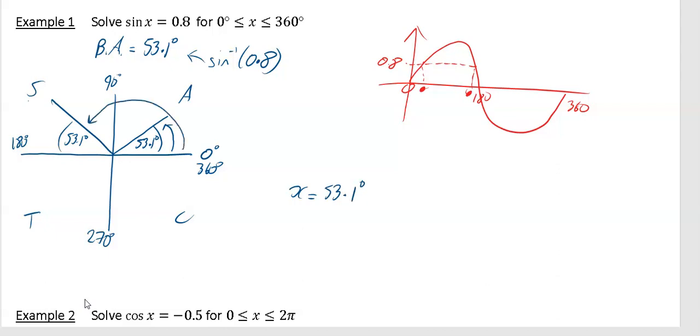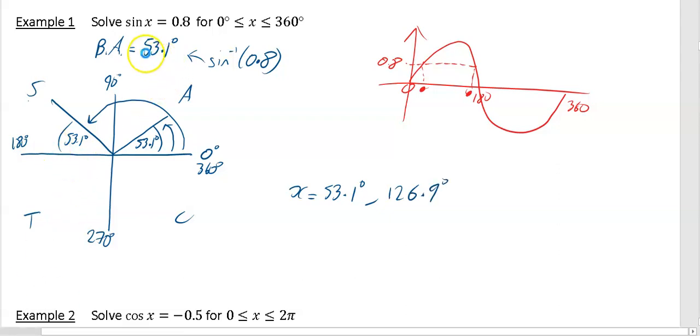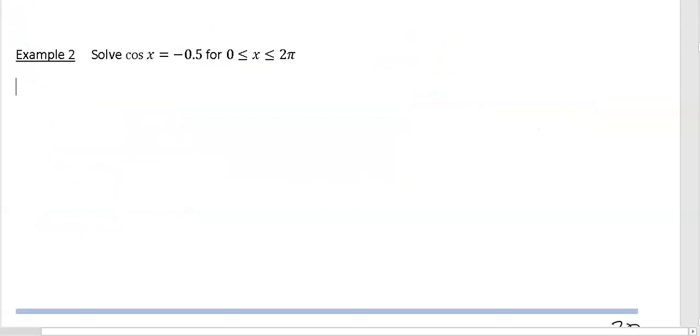And the second angle I come to is 53.1 degrees away from 180 degrees, which is 126.9 degrees. So notice when you put your basic angle in, it always goes with the horizontal line. And you can see it's from the horizontal axis. And there's my angle, 53.1, and the horizontal axis, there's my angle in here. And that's it. Okay, that's our first example done.